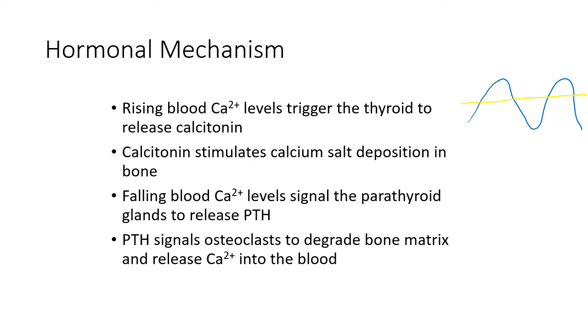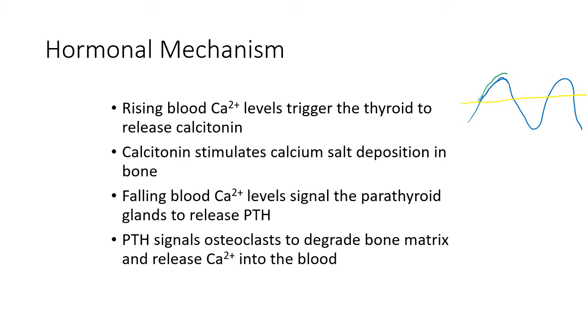My line's a little bit off there. But when we're trying to maintain those levels, if we get a whole bunch of calcium into our diet, and so our calcium levels are increasing in the blood, then we're going to release calcitonin. And so calcitonin stimulates calcium deposition into the bones. So we've got excess amounts of calcium here. We're going to release calcitonin.